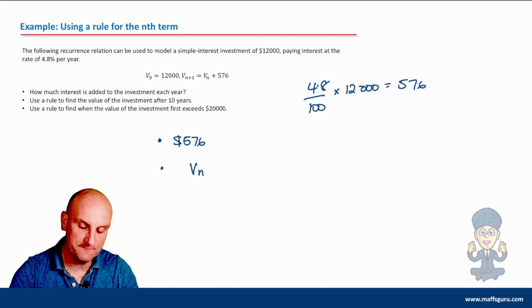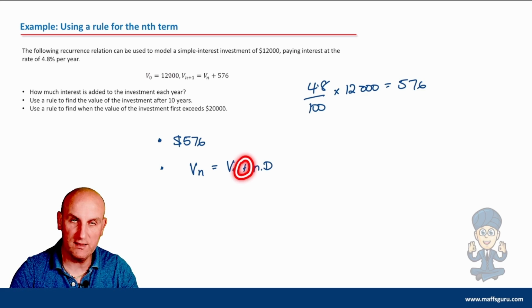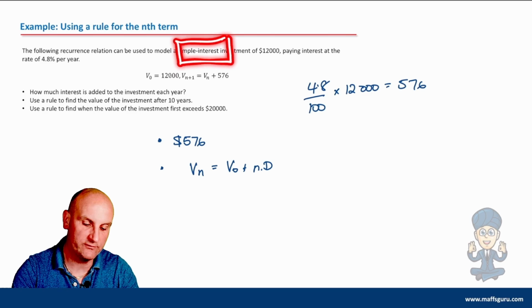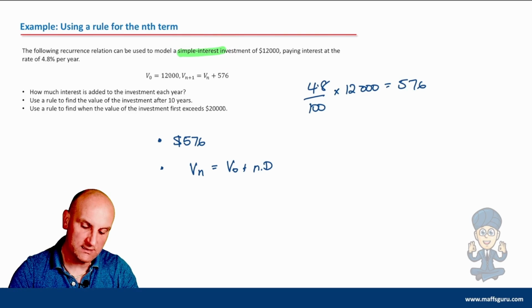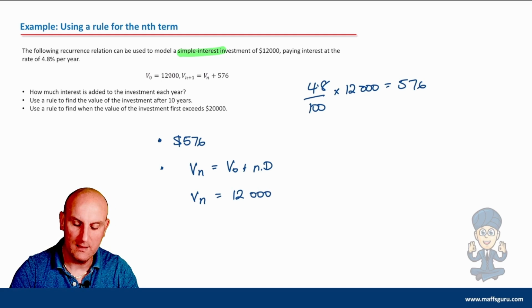Well, we know the rule is going to be V of n is equal to V0 plus n times d. Again, why is it plus? Because it is simple interest. Simple interest means we are adding on. So that gives me V of n is V0, which is 12,000, plus n times, what's my common difference? 576. We wanted to know after 10 years, so we're going to find V of 10, which gives me 12,000 plus 10 lots of 576.